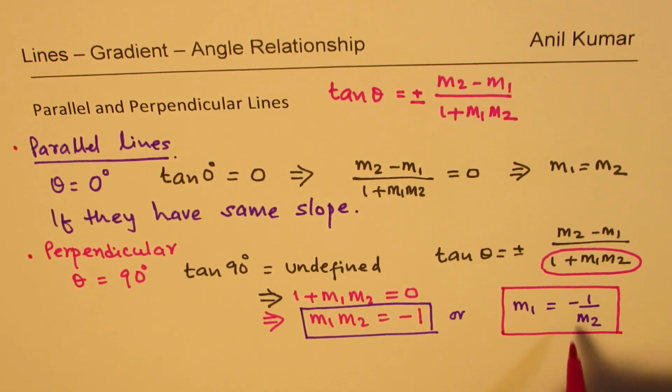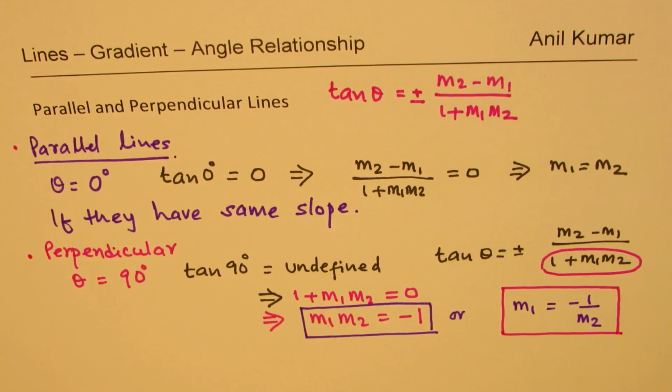So from here we could actually find the condition for the lines being parallel or perpendicular. I hope you find it interesting. Now let's move on and take some examples based on the concepts we have just learned.